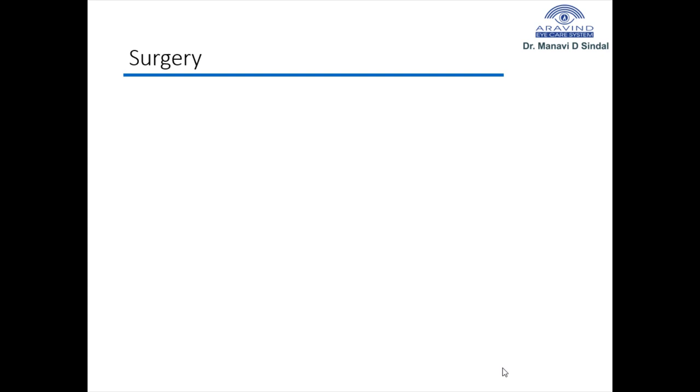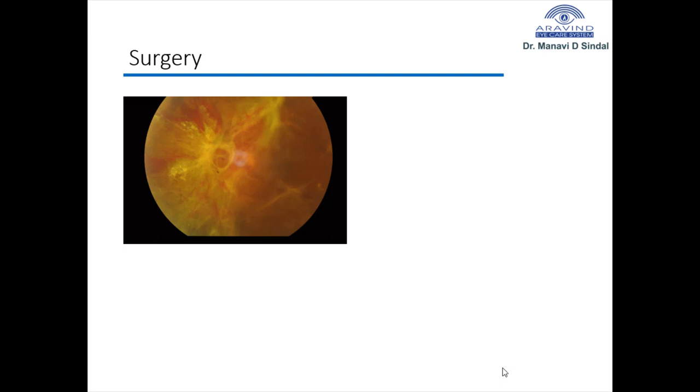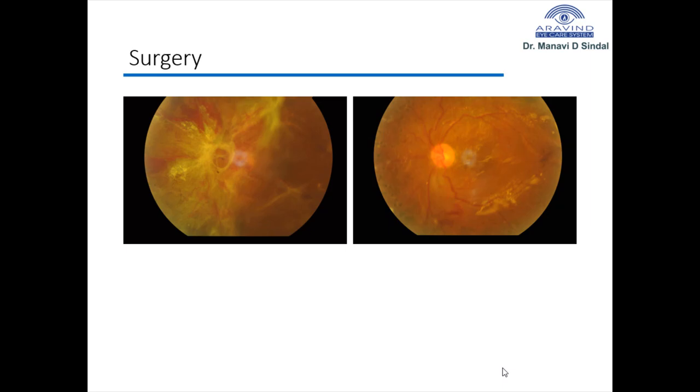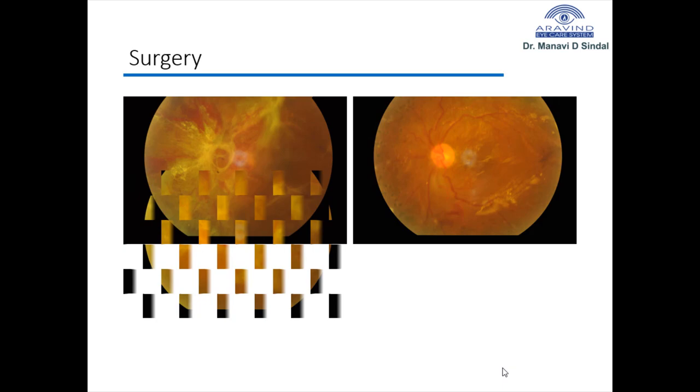So this is how an eye with extensive membranes due to diabetes and a tractional retinal detachment is looking preoperatively. And this is the image of the same eye after surgery where the membranes have been cleared, the retina is attached and silicon oil is placed, which is a shiny reflex you see for attachment of the retina.